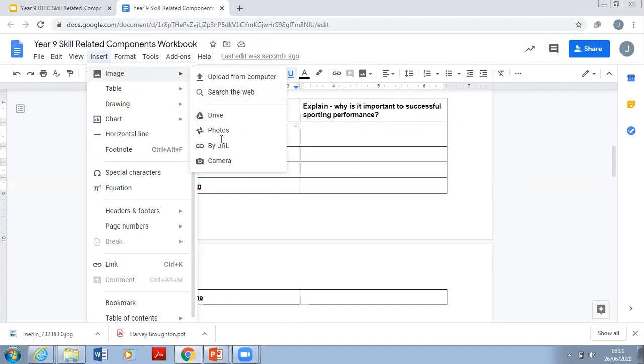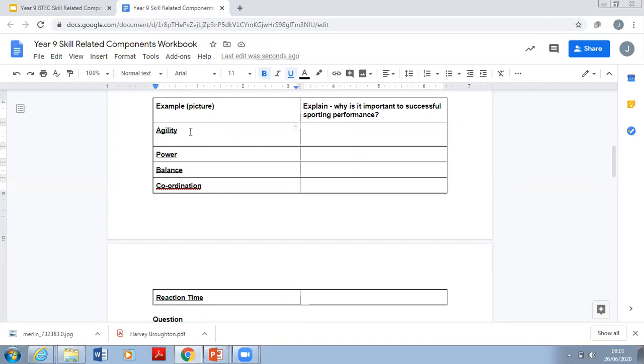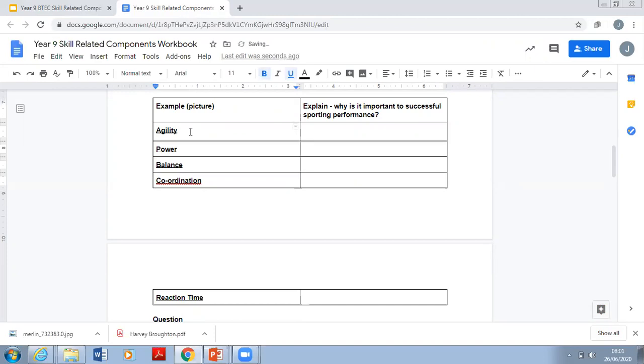Dead easy, gents. And again, you'll get used to doing this more and more often as you work through Google Docs, especially when you're inserting images that you've taken, particularly for Unit 3, which is your training program, and for Unit 6, which is your sports leadership. You will upload images of yourself performing, all right?